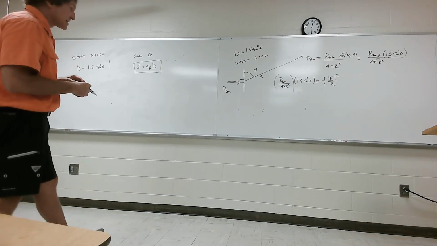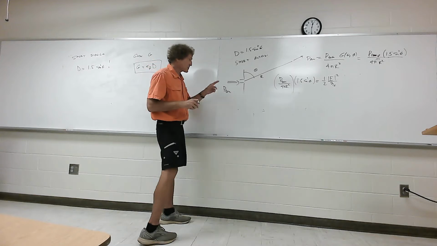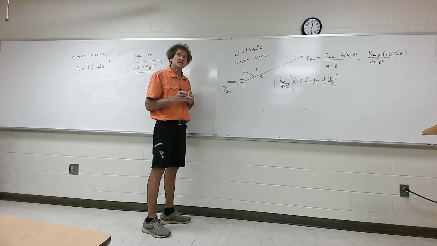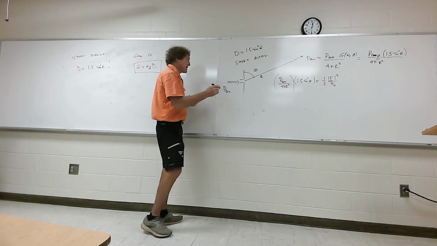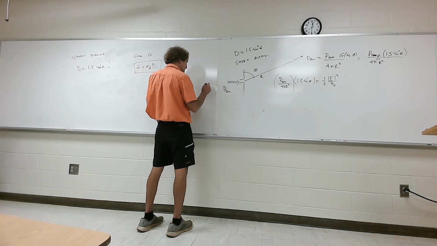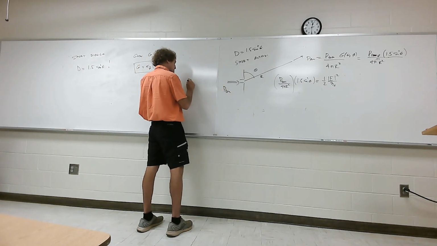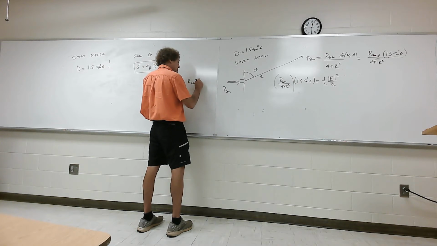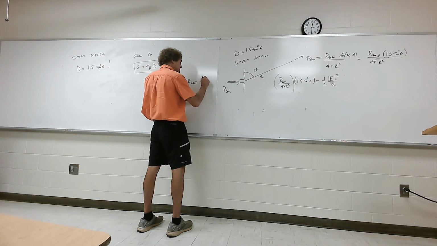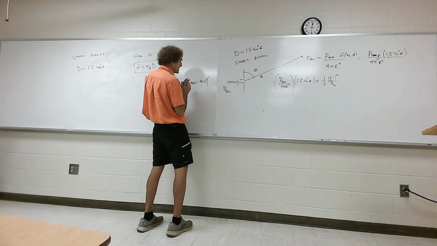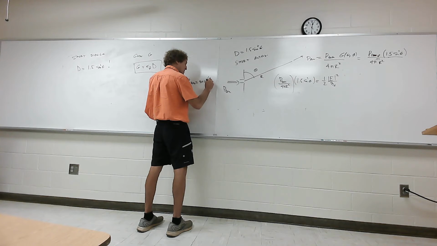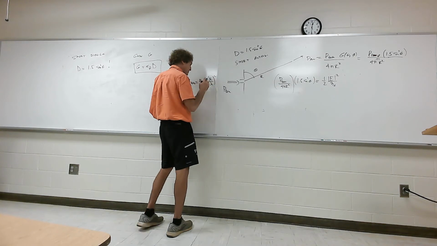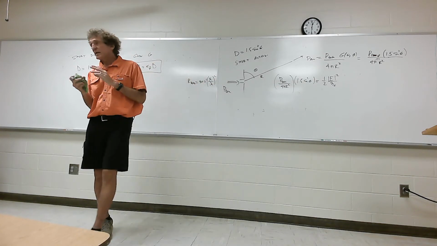Now, here's the thing that I gotta tell you about. Do you remember there was something called the radiation resistance of a short dipole? R rad for this thing was equal to 80 pi squared, my bad, 80 pi squared, and it's L over lambda squared, right? Now that's the radiation resistance.